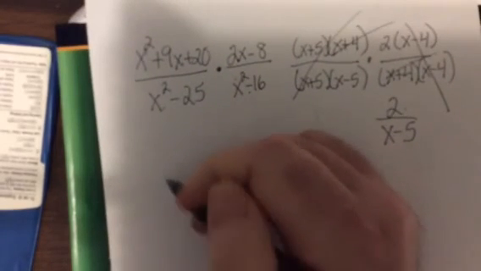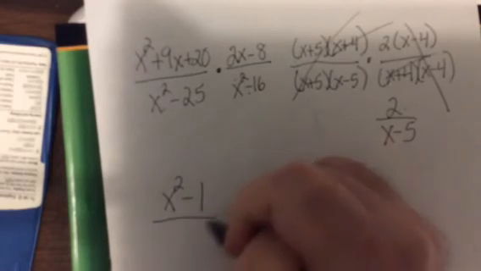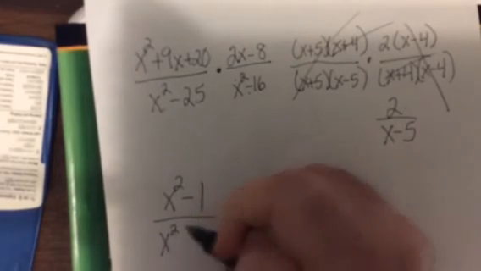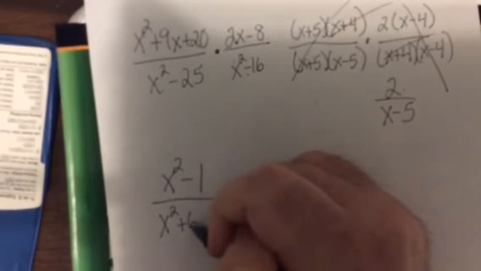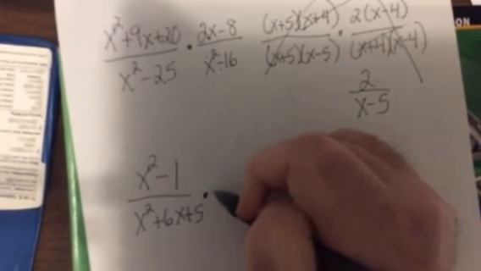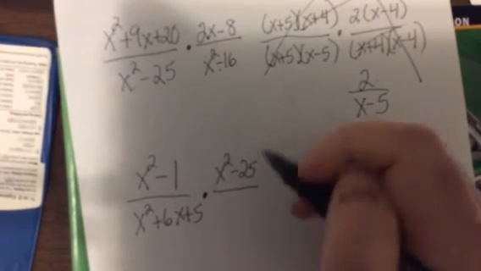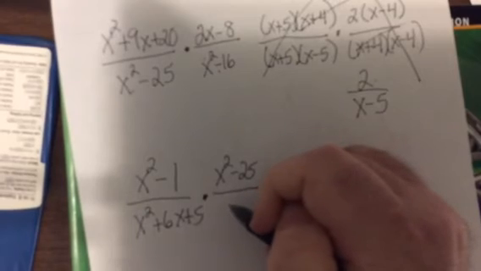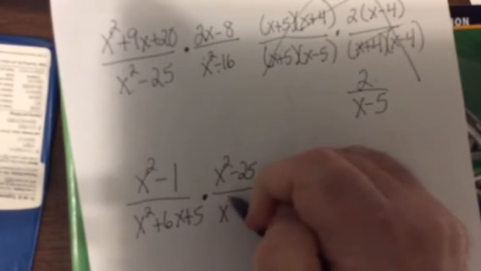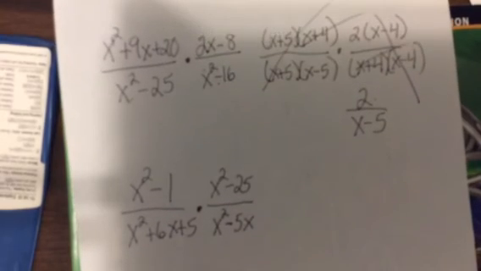See if you can figure out just one for me. X squared minus 1 over x squared plus 6x plus 5 times x squared minus 25 over x squared minus 5x. So freeze the camera, see if you can figure that out for me, please.